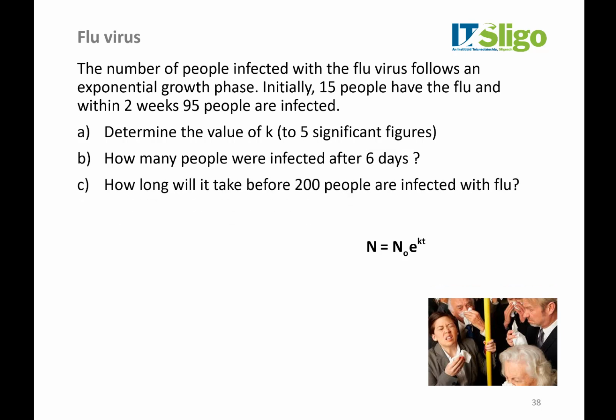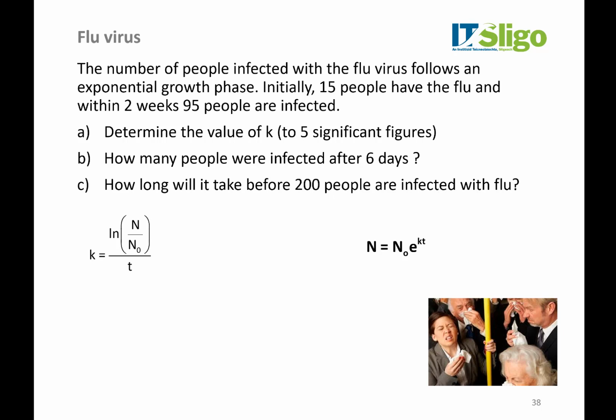And now, how long will it take before 200 people are infected with flu? We cannot work out either of those answers unless we've worked out K, and it's vital to understand that. So this is the function that governs what we're doing. First step is we're going to calculate K.